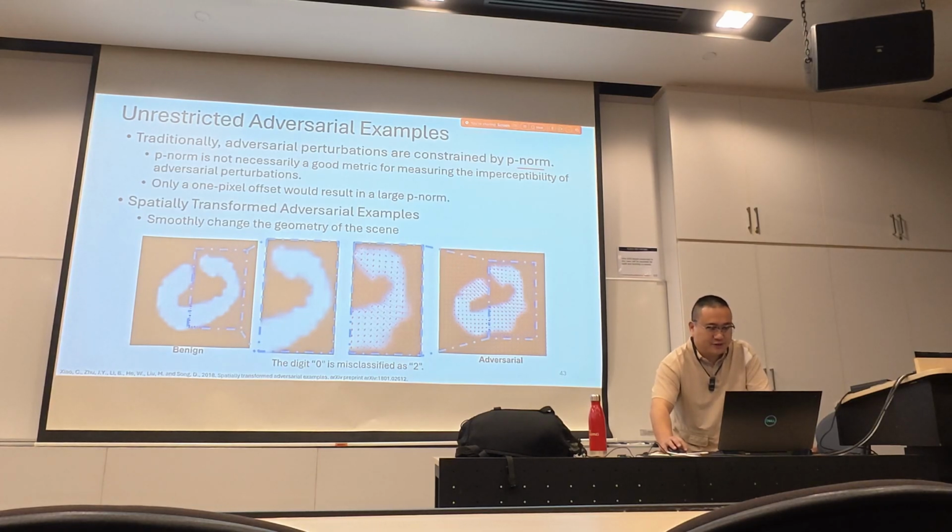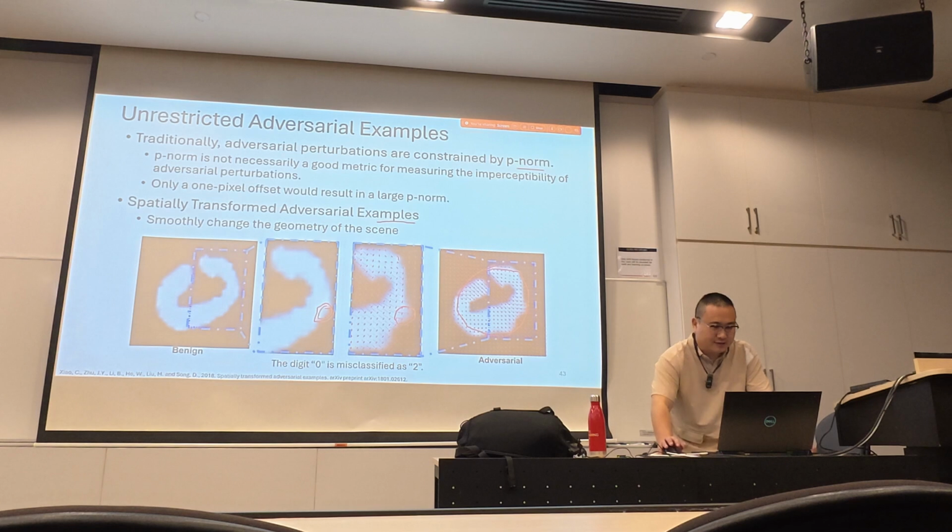One example is spatially transformed adversarial examples. Instead of just adding a perturbation to the input image, we can move the pixels. For example, here we just move the pixels at this position a little to the right. To humans, this is still a handwritten zero, but in this way it can also fool the model.